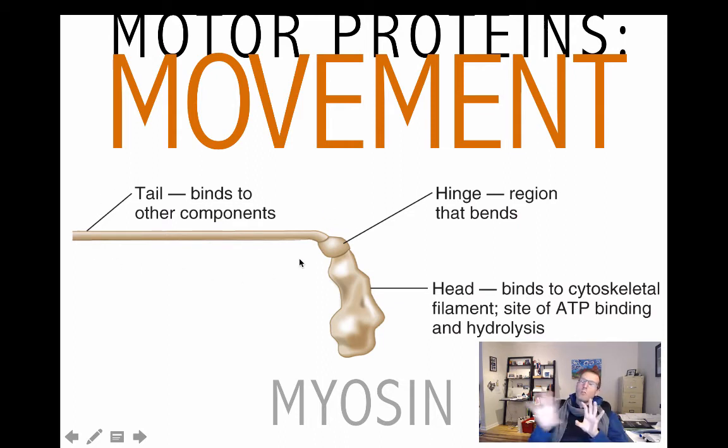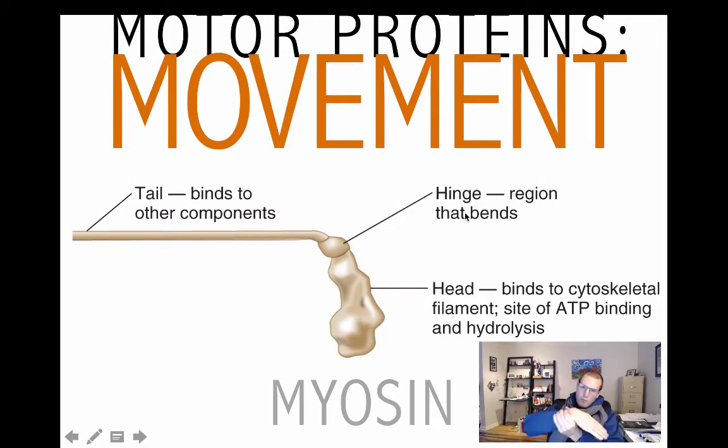So we've got a tail domain, and the function of the tail is to bind to other molecules, not to the cytoskeleton, but to other molecules in the cell. So that could be a cargo, it could be a vesicle. We'll talk about vesicles in a little bit. It could be a vesicle full of neurotransmitters being moved along a filament in the cell. So there's the tail. There's a hinge, and the hinge flexes just like your joints flex.